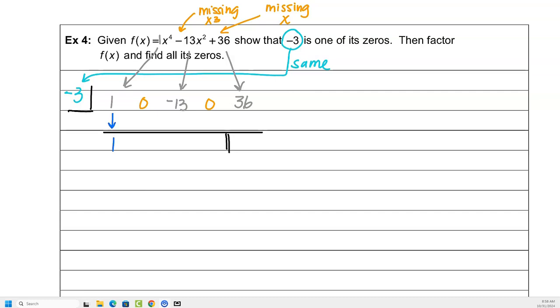So drop the 1. Negative 3 times 1 is negative 3. Add going down, you get negative 3. Negative 3 times negative 3 is 9. Add going down, you get negative 4. Negative 3 times negative 4 is 12. Add going down, you get 12. Negative 3 times 12 is negative 36. When you add those together, you get 0. So that means the remainder is 0.